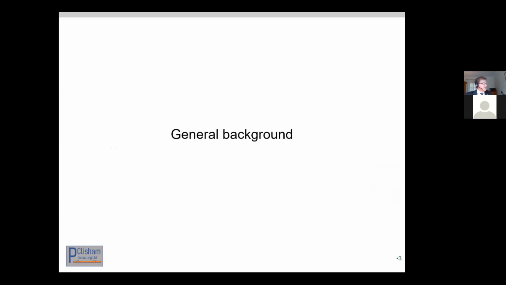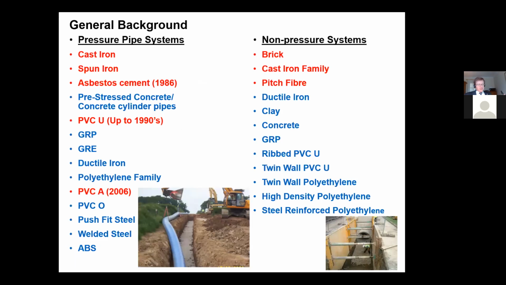So we'll get on. So, general background: there are lots of different types of pipe out there, from brick pipes, pitch fibres in the past, GRPs, cast irons, ductiles, concrete, clays. They all behave in different ways from a structural perspective and serve different purposes. You can group them into pressure pipe systems. These are the pipes that work under pressure, your water supply pipes, your gas pipes, your pressurized sewers, or non-pressure systems. And these are your sewers, your drains, your storage tanks, pipes that are empty most of the time or part full.